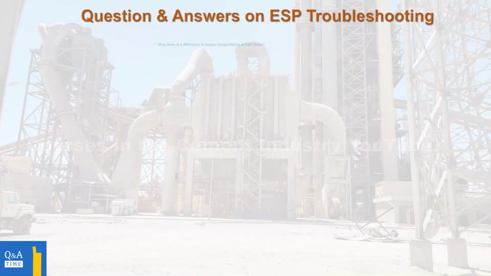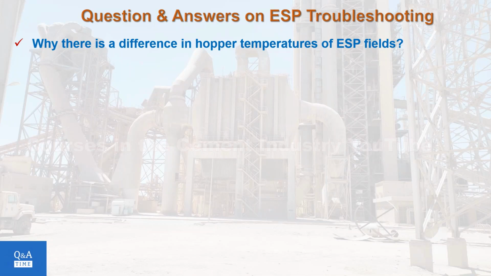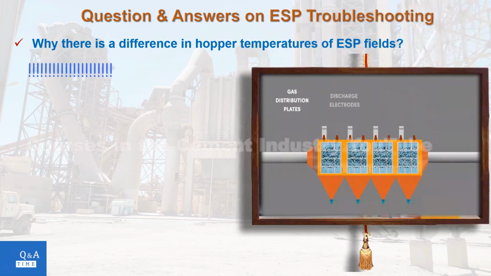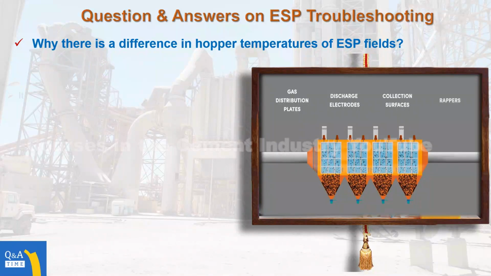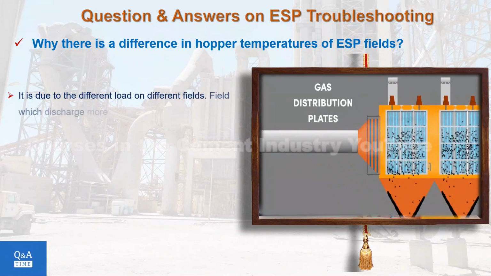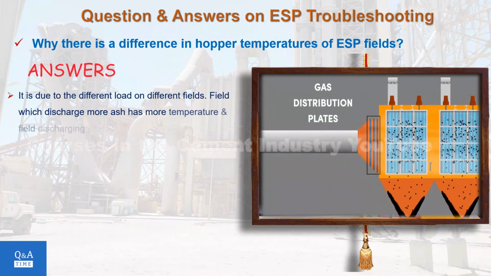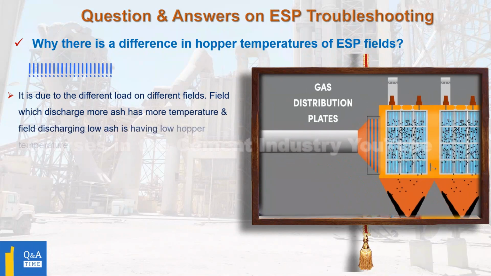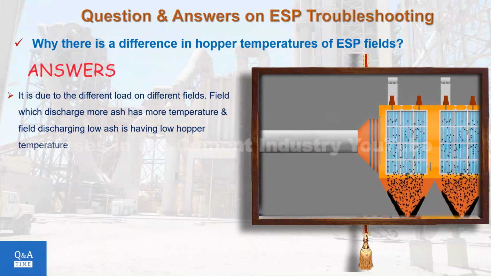Question 5. Why there is a difference in hopper temperatures of electrostatic precipitator fields? Answer. It is due to the different load on different fields. Field which discharges more ash has more temperature, and field discharging low ash is having low hopper temperature.